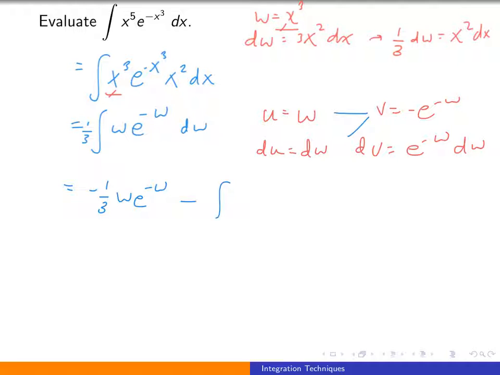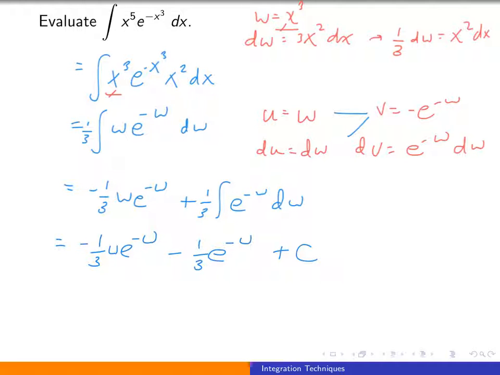So a minus sign pulls out front to make it a plus. We have a 1/3, which is coming from in front of our antiderivative, and we'll be integrating e to the minus w dw. So a very reasonable integral has resulted here. Minus 1/3 w e to the minus w carries down, minus 1/3 e to the minus w plus c.